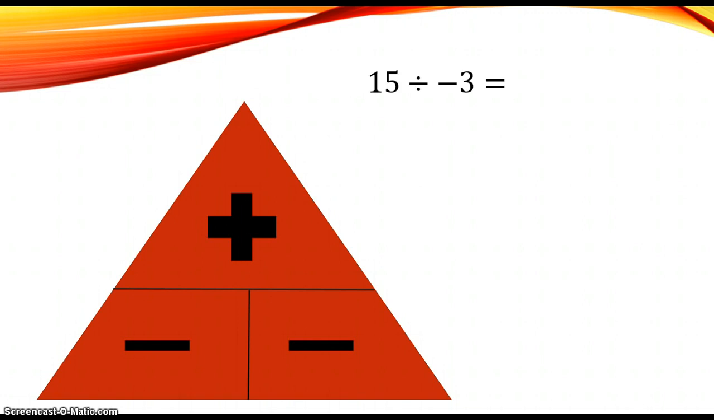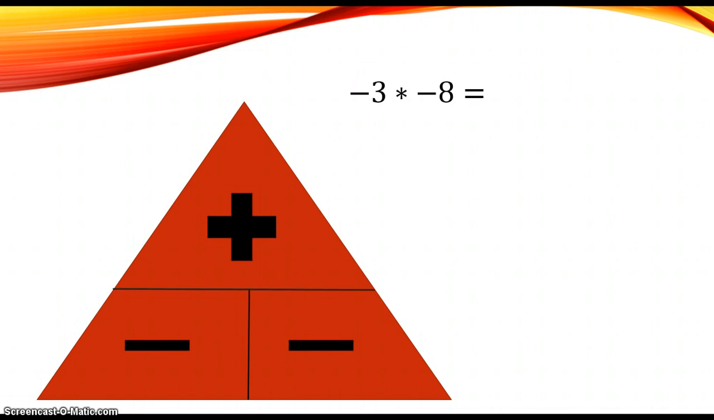Okay, the problem is 15 divided by a negative 3. Since the 15 is positive and the 3 is negative, I'm going to draw a line through the positive in the top of the triangle and one of the negatives. It does not matter which one. Notice the only symbol that is left is a negative. That means my answer is going to be negative. Once you've figured out the sign of your problem, then divide. 15 divided by 3 is 5. So my answer is negative 5.